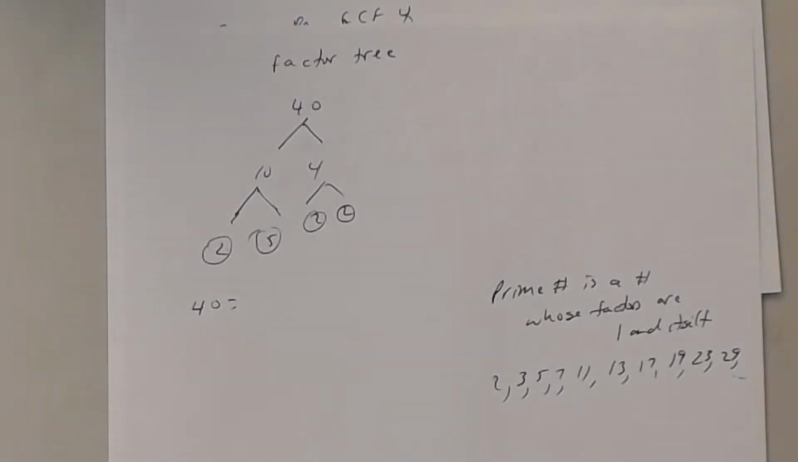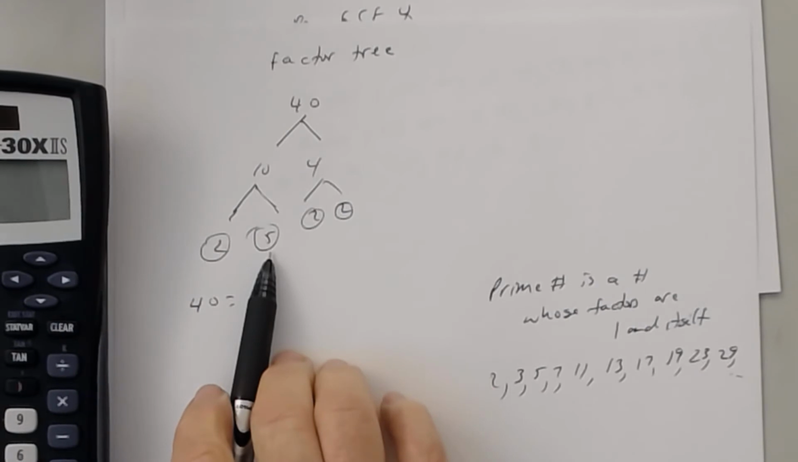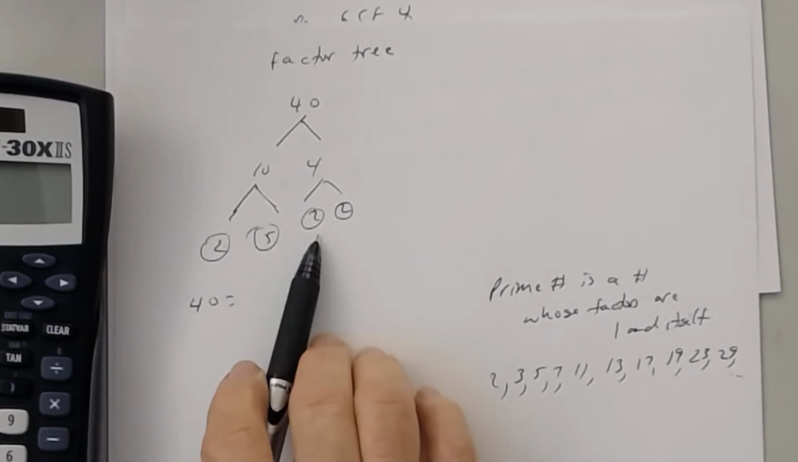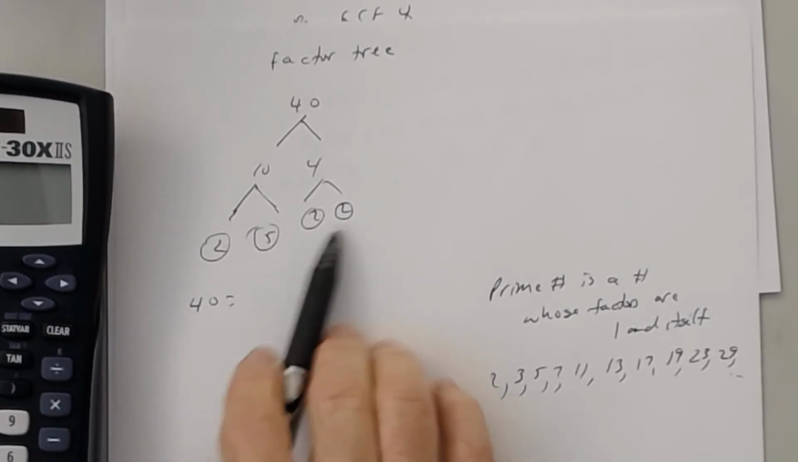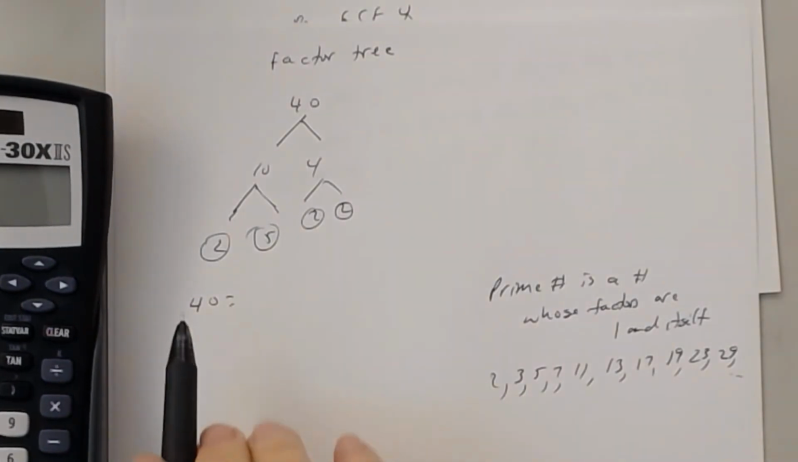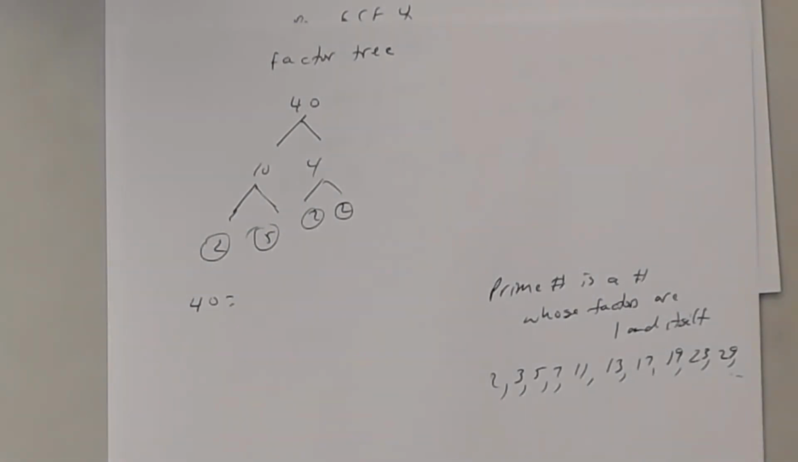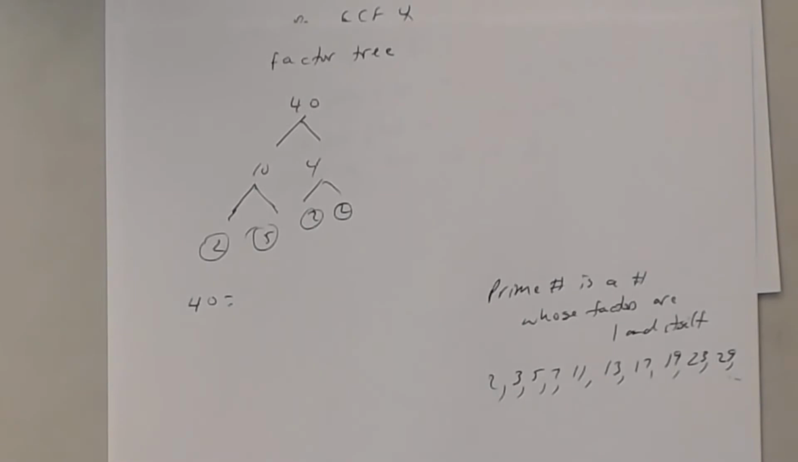And it kind of makes sense, because use your calculator. What's 2 times 5? 10. What's 10 times 2? 20. And what's 20 times 2? 40. That's what it is. And by the way, if it's not prime, do you remember what it's called? Composite. Very good. So if it's not a prime number, it's called a composite number. So 40 is a composite number.